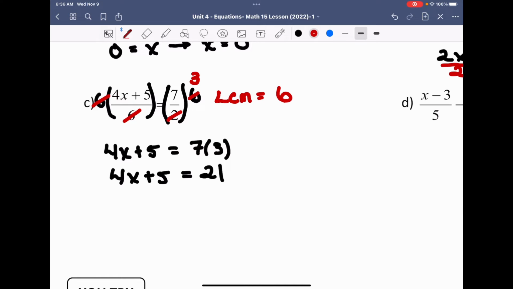Now, I need to subtract away this 5 being added to the variable. That leaves me with 4x is equal to 16. And then finally, I have a number being multiplied to the x, so what must I do? Divide by that number.